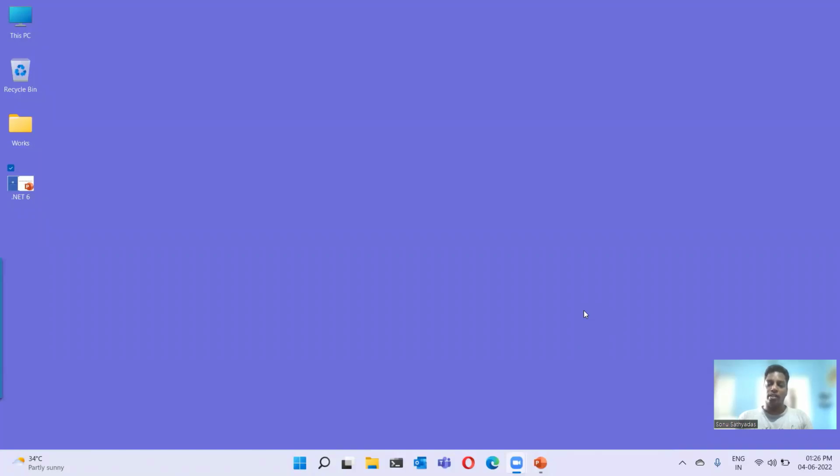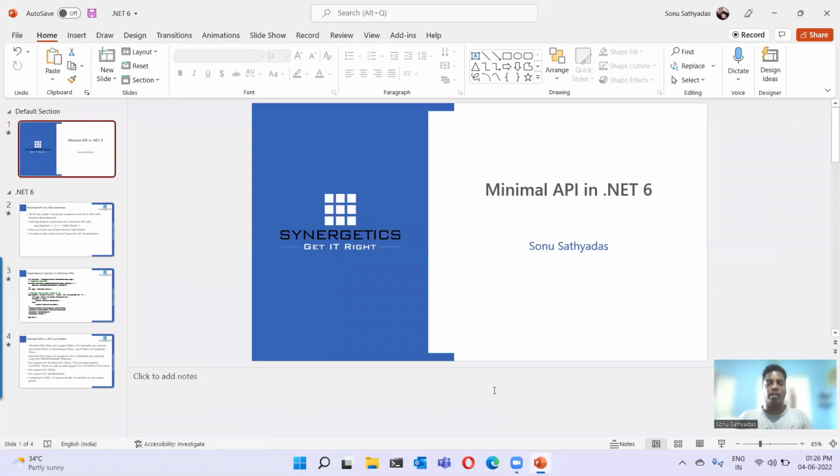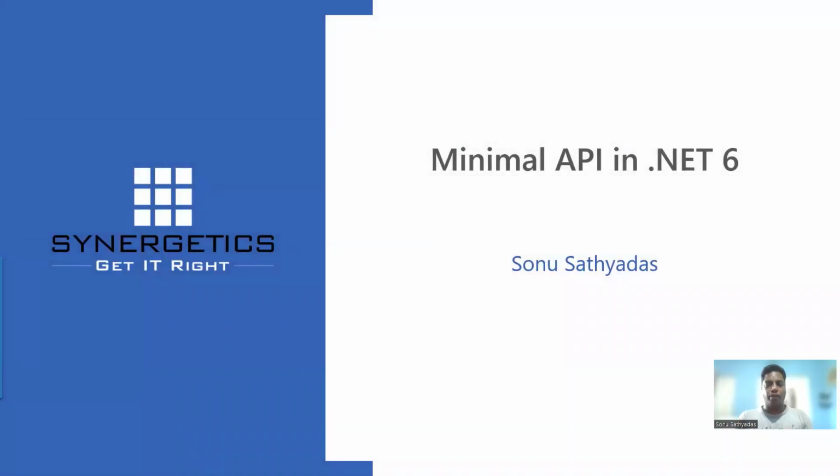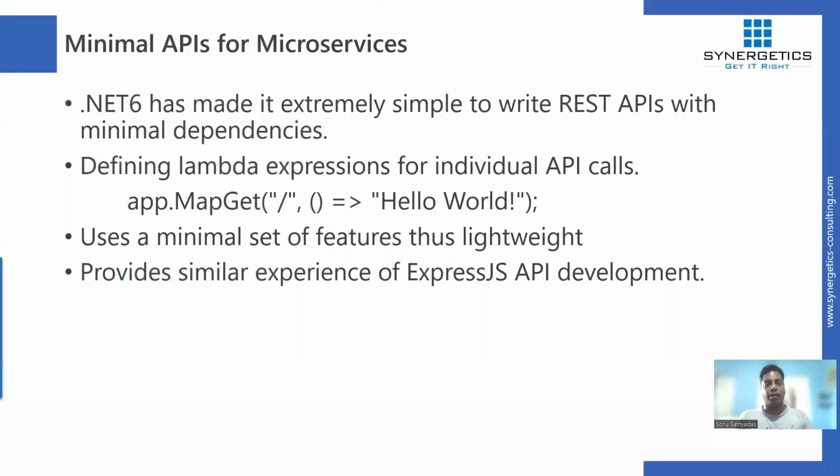Today we are going to discuss the minimal APIs in .NET 6. As everyone knows, .NET 6 is the latest framework from Microsoft and the latest implementation of .NET in open source. And if you see, in .NET they have introduced lots of new features, and one of the new features is minimal API.